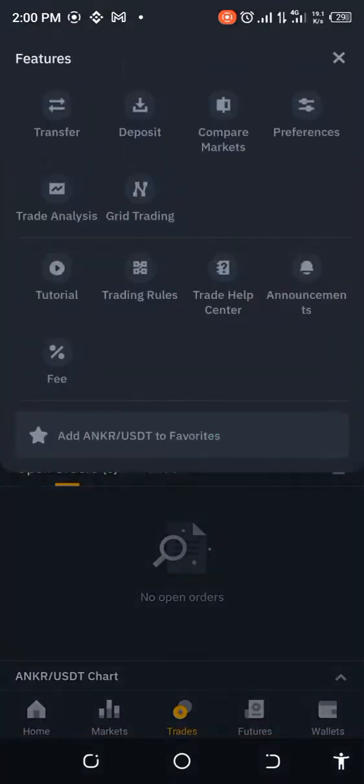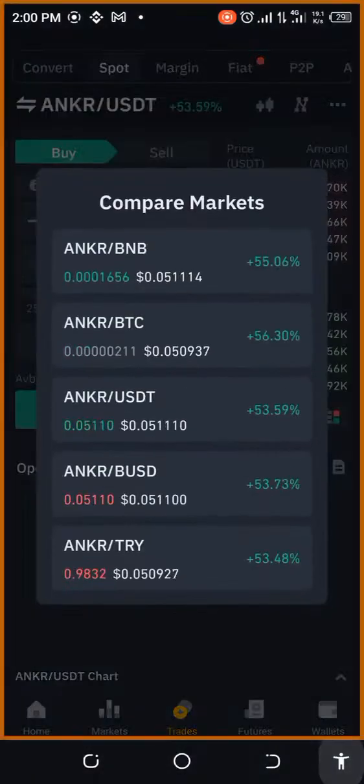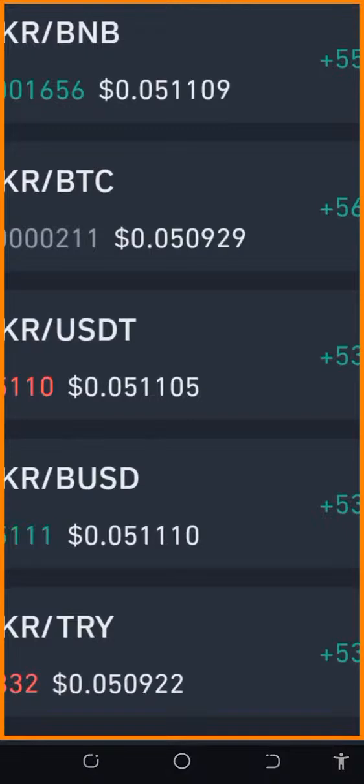Let's go check the compare markets. Okay, because it's really flipping and flopping. As you can see here, BTC is 0509. USDT is definitely going to get back to 0509, and I'm going to put it back at 0509. That is what I am going to put it back as, and that's what I'm going to sell it as.